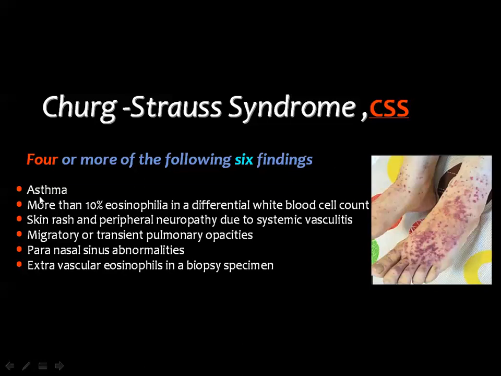Number 1, adult onset asthma, more than 10% eosinophilia in the differential white blood cell count, skin rash and peripheral neuropathy due to systemic vasculitis, as you can see here, migratory or transient pulmonary areas of consolidation, paranasal sinus abnormalities, and extravascular eosinophils in the biopsy specimen.